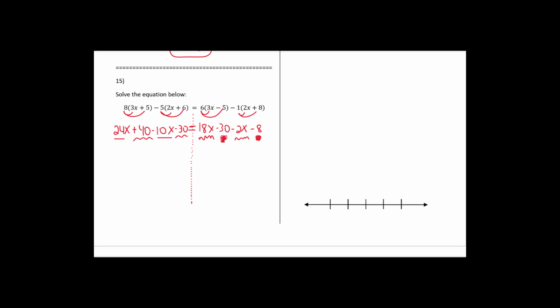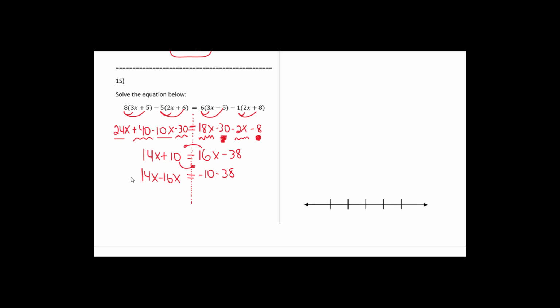Okay, so on this side, 24 minus 10 is 14x. And 40 minus 30 is positive 10. 18x minus 2 is 16x. Negative 30 minus 8 is negative 38. So we're going to do 14x going to come down. The 10 is going to go to the other side as negative 10 because we're going to move. And then the 16x is going to come to this side as negative 16x. And negative 38 comes down.